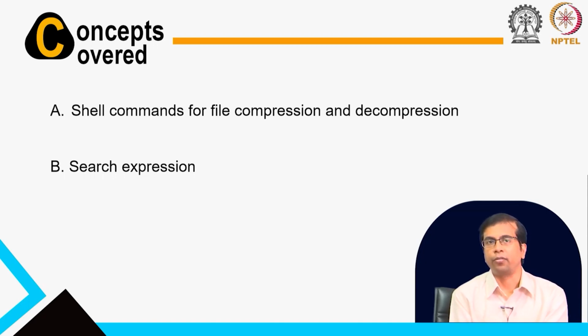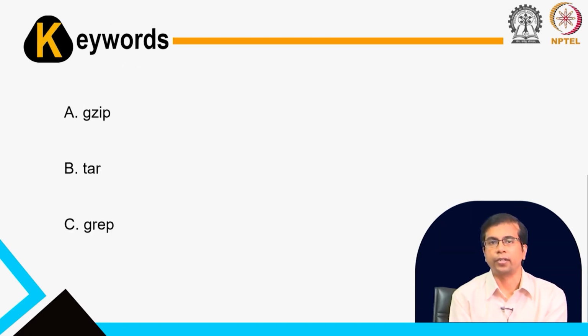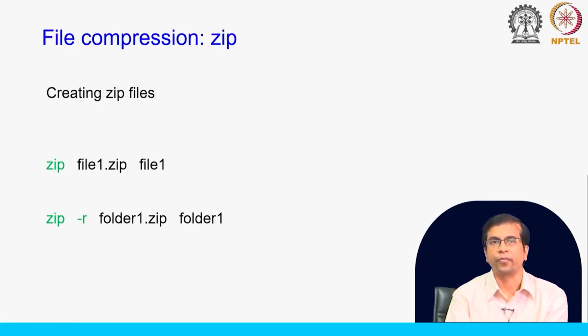And the second topic that we will be discussing today is the search expression. Now, the files that we deal with are really huge files, right. So, you cannot just open them and search for a specific read sequence or read ID if there is a need. So, we will have to use command line tools which will search these files very efficiently. So, these are the keywords: gzip, tar and grep. These are the commands that we will encounter in today's class.